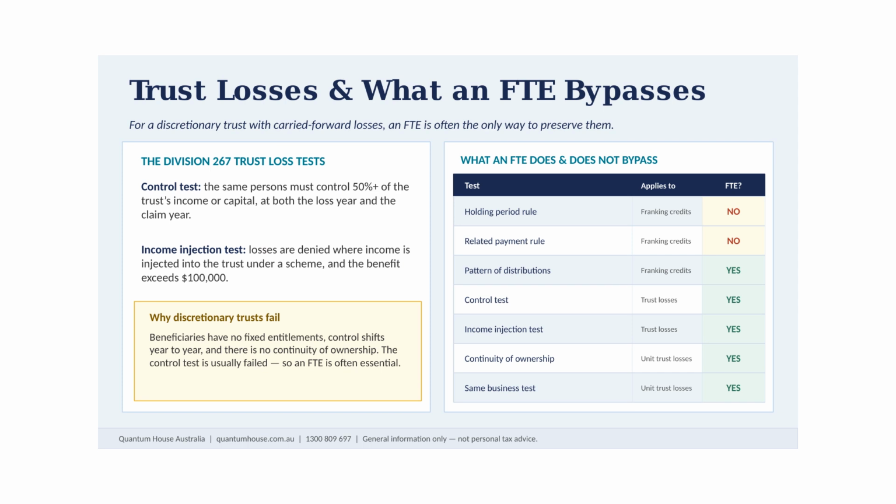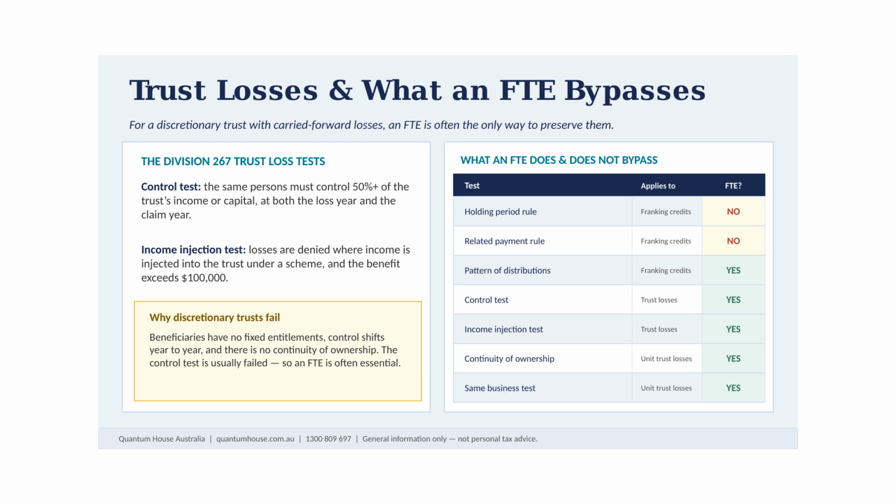Trust losses are the other major reason to elect. For a discretionary trust carrying forward losses, an election is often the only way to preserve them. The Division 267 trust loss tests include a control test. The same people must control at least half the trust's income or capital in both the loss year and the claim year, and an income injection test. Discretionary trusts usually fail the control test because beneficiaries have no fixed entitlements and control shifts from year to year.